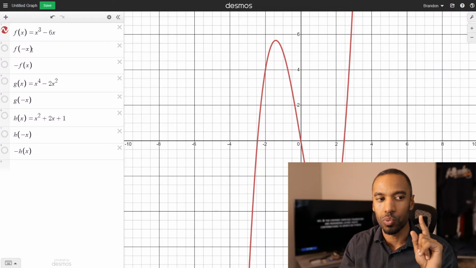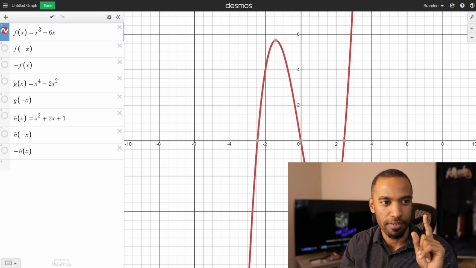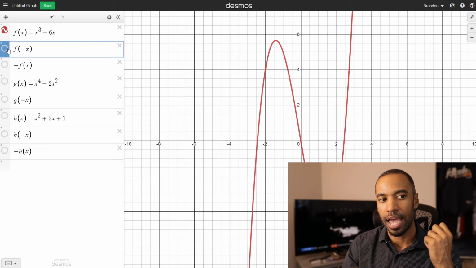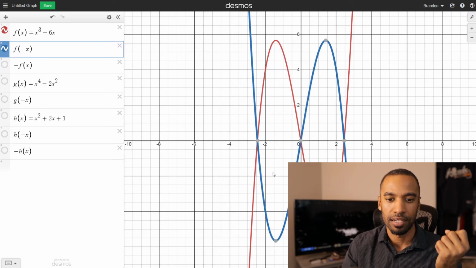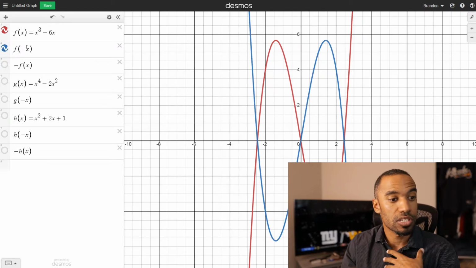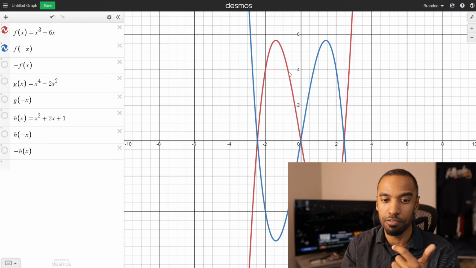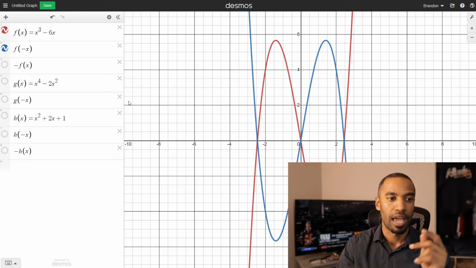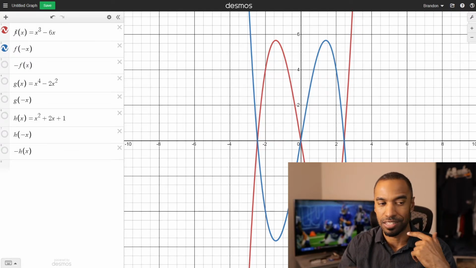Let me give you what this would look like if this was an even function. So here's f of x being x cubed minus 6x. What if I did f of negative x? What's going to happen here is you are going to get this blue guy right here. Clearly, this isn't an even function. If it was an even function, these two graphs would be the same. One would be right on top of the other. f of negative x being the same y as f of x, this is not true.